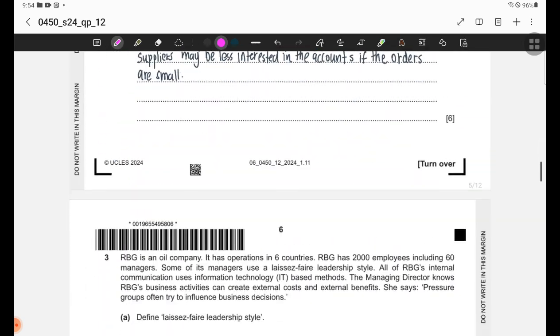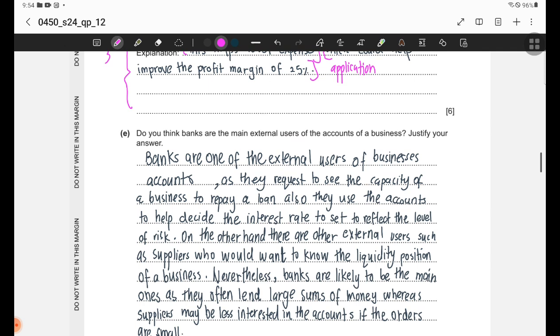Okay, let's look at this one now. Part E. Do you think banks are the main external users of accounts of a business? Justify your answers. Okay, what does this mean? This question is tricky, so tricky, unlike the previous one. Why is a business sometimes forced to have its accounts publicly displayed? There are so many reasons, and there are many external users of a business's accounts.